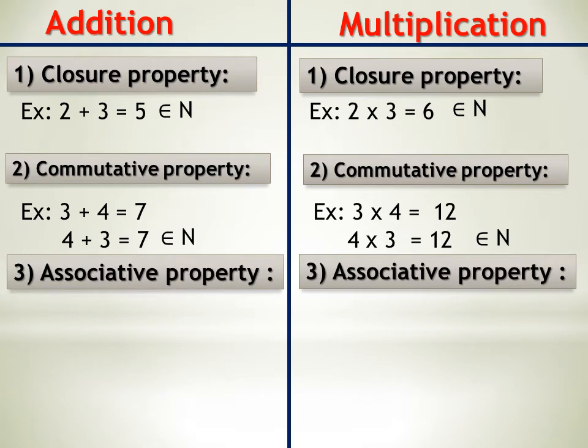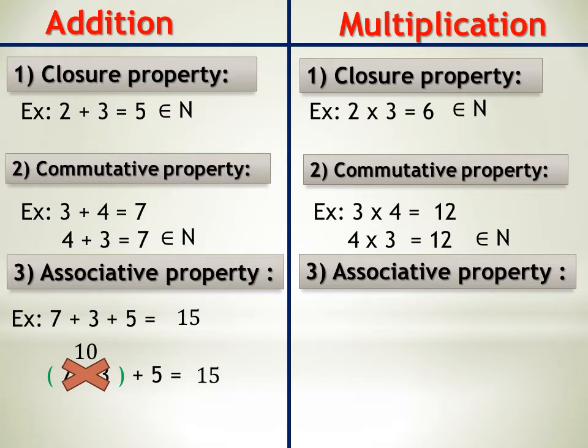Number 3, associative property. In associative property, we must have 3 numbers. Like 7 plus 3 plus 5. And in associative property, we are going to add each 2 numbers, then add them to the third. So 7 plus 3 equals 10. 10 plus 5 equals 15. So when we add 7 and 3 together in brackets, the answer will be 10. And 10 plus 5 equals 15.